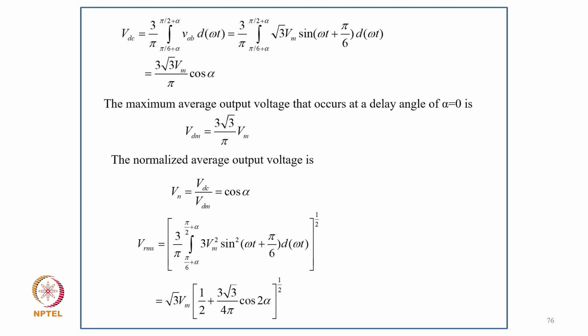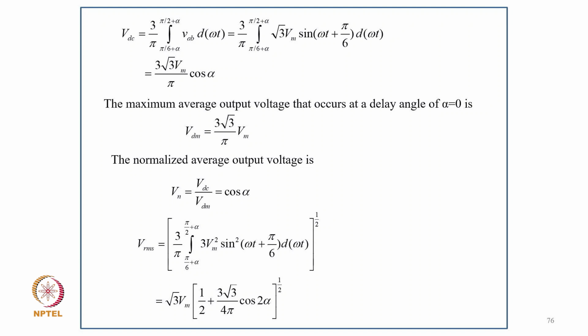And Vdc equals 3 by pi, integral from pi by 6 plus alpha to pi by 2 plus alpha of Vab d omega t, equal to 3 by pi, integral from pi by 6 plus alpha to pi by 2 plus alpha of root 3 Vm sin omega t plus pi by 6 d omega t, equal to 3 root 3 Vm upon pi cos alpha. The maximum average output voltage occurs at firing angle alpha equal to 0, that is Vdm equals 3 root 3 upon pi into Vm, and the normalized average output voltage Vn equals Vdc upon Vdm, which becomes cos alpha.